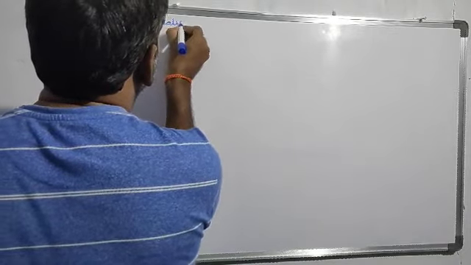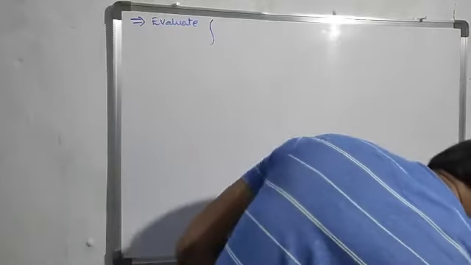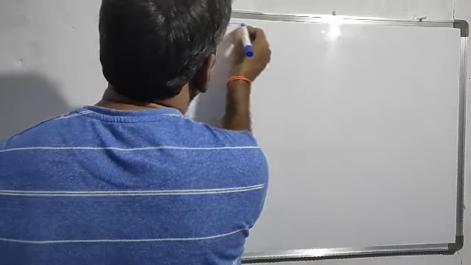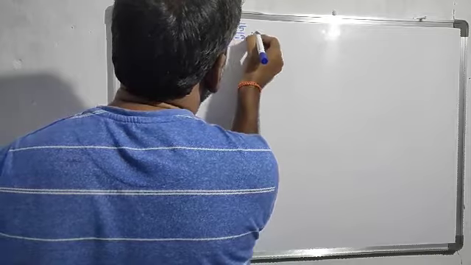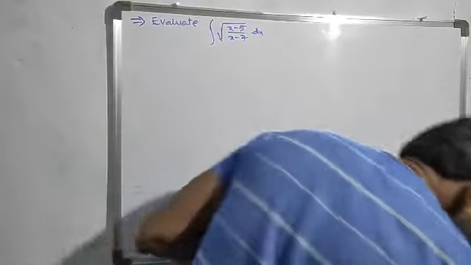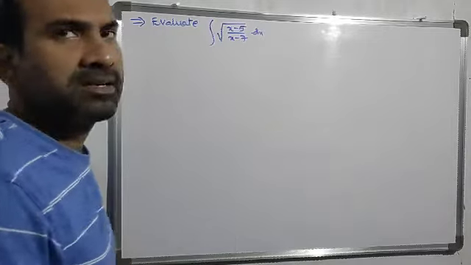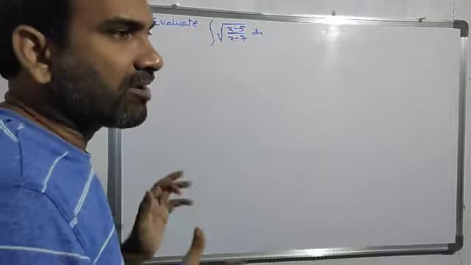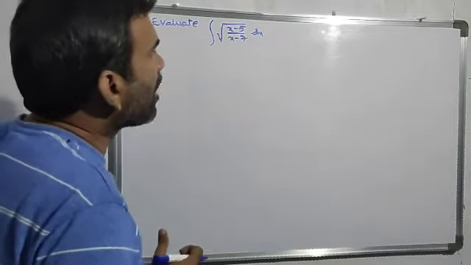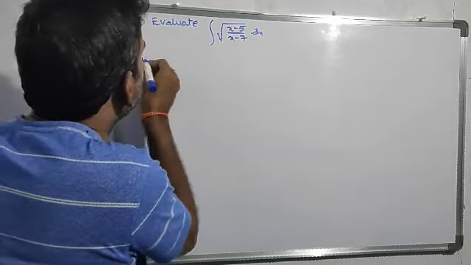Evaluate integration of square root of x minus 5 by x minus 7 into dx. Understand? Actually this problem is not in our model, so we have to convert it into that model. So I will do one thing in the solution.